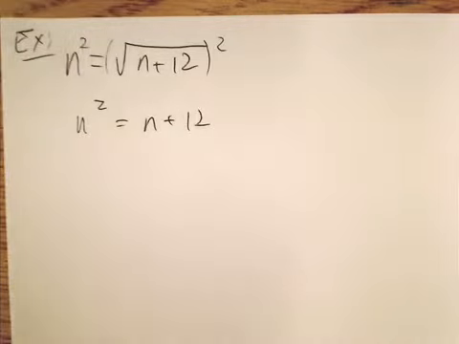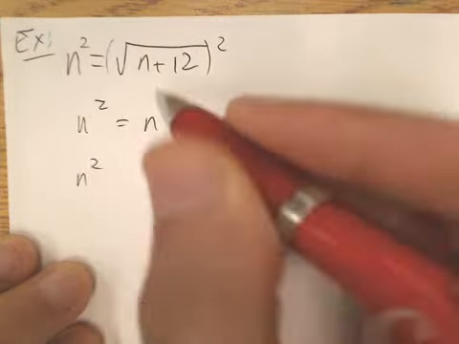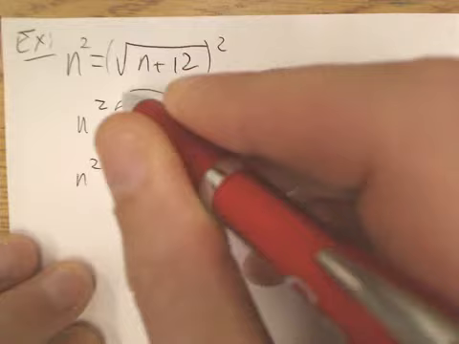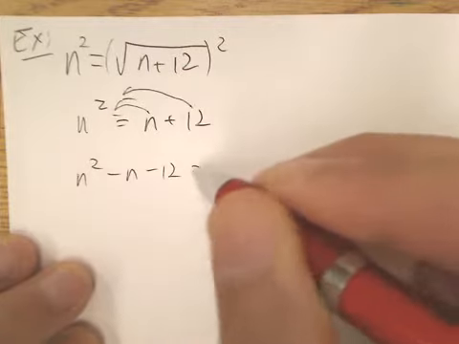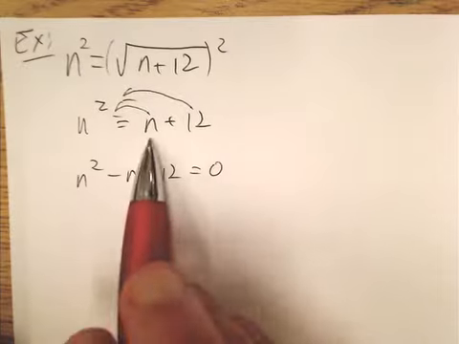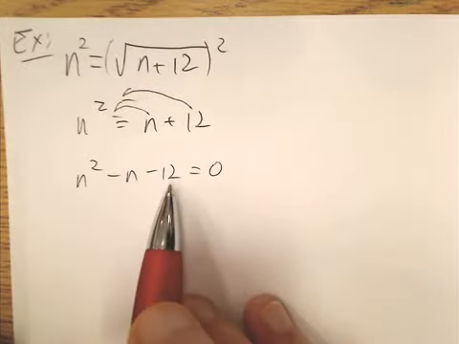I have an n squared in it, so I have to make it equal 0. So I'm going to say n squared. If I move the n over, it becomes negative n. When I move the 12 over, it becomes negative 12. Okay, I'm really not moving it over. To get rid of n, I have to subtract n, that's why it's negative. And to get rid of 12, I have to subtract 12, that's why it's negative.